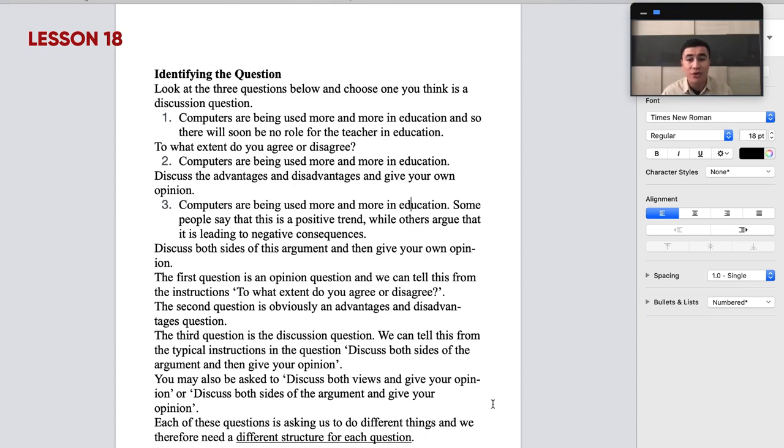We can tell this from the typical instructions in the question: discuss both sides of the argument and then give your opinion. You may also be asked to discuss both views and give your opinion, or discuss both sides of the argument and give your opinion. Each of these questions is asking us to do different things, and we therefore need a different structure for each question. And we will focus on each structure today, guys, and I hope you will start doing well in these question types.